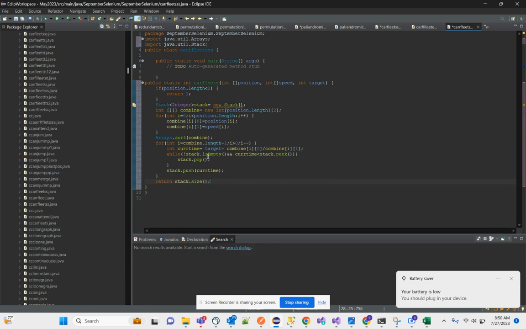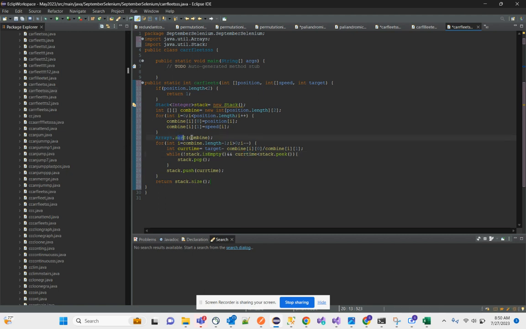Yeah, this is all about it. We are calculating the current time here. If it is less, we are going to pop it, and at the end, whatever the size of the stack is, we are going to return it. I forgot to mention the sorting, which is important, because if it's not sorted, then we cannot traverse from the back. So we have to sort that combined array where we are inserting the position and speed together. Thank you for watching.